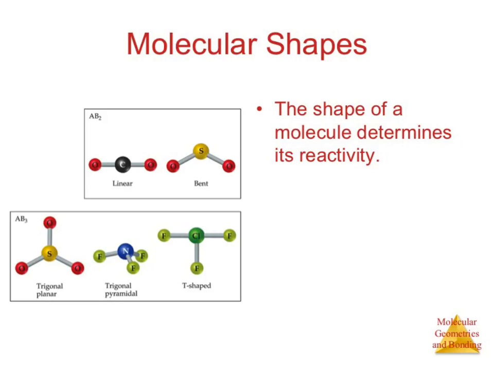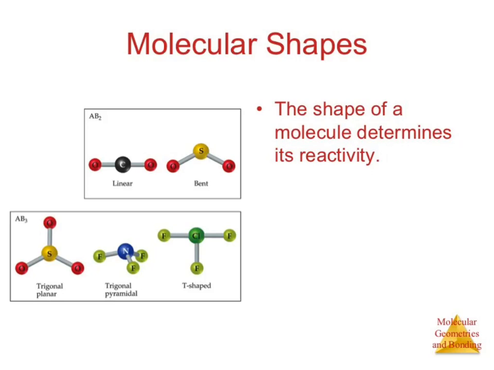Some of them are obvious shapes. For instance, if we look at CO2, well, oxygen, then carbon, then oxygen. We would say that shape is linear because it looks linear. When we look at the next one, oxygen, sulfur, oxygen. Well, that looks kind of bent.